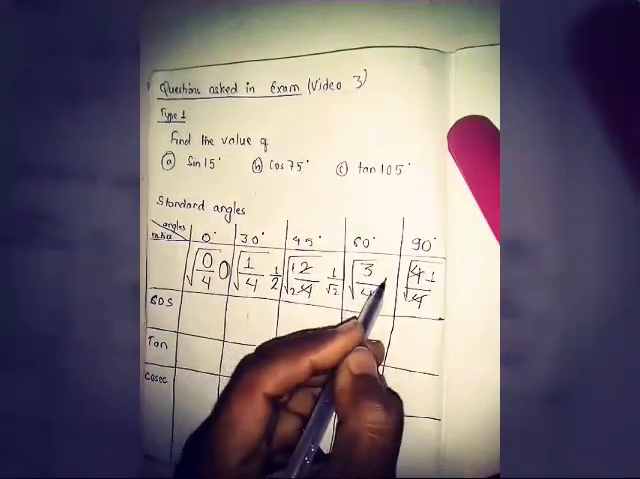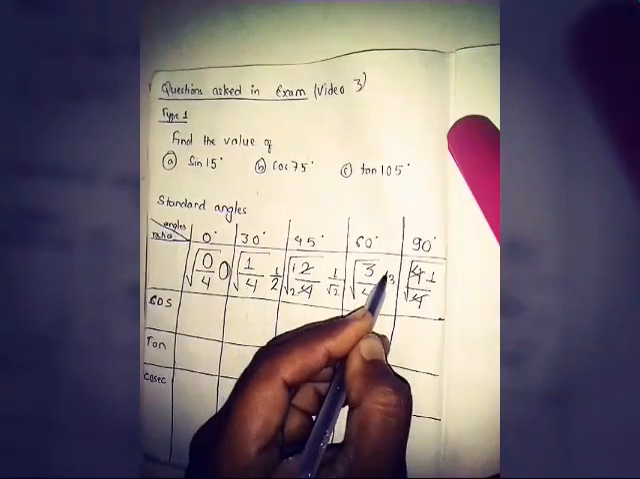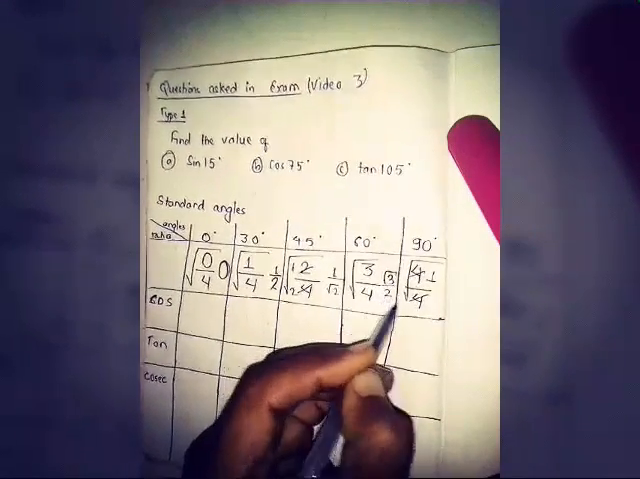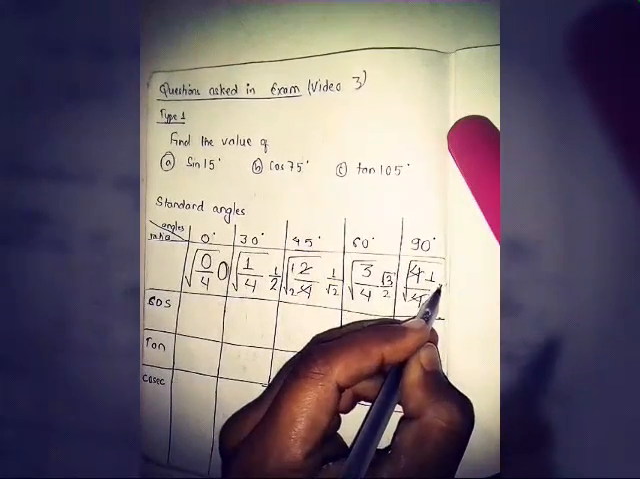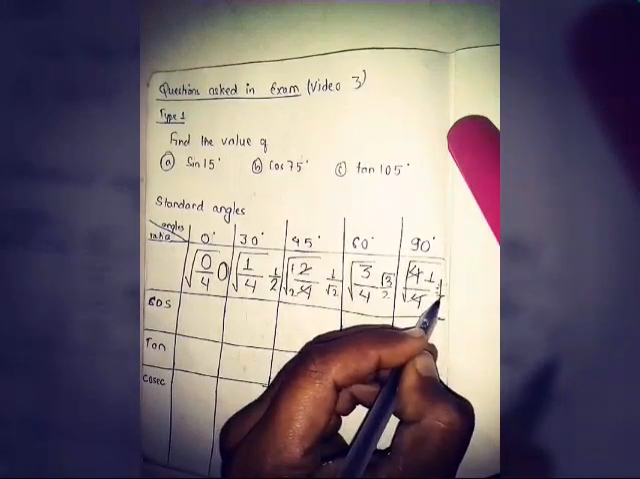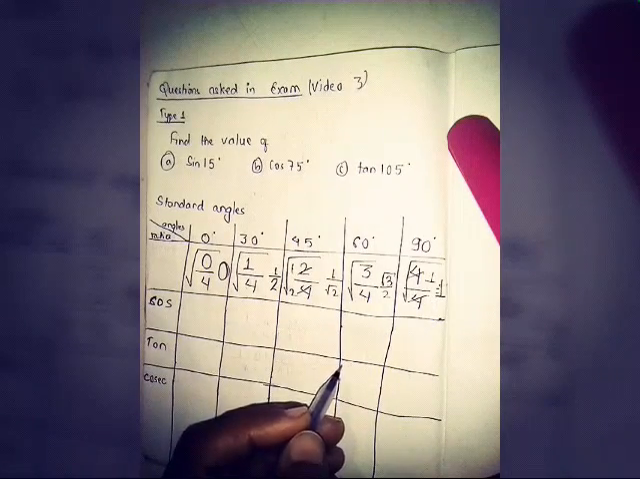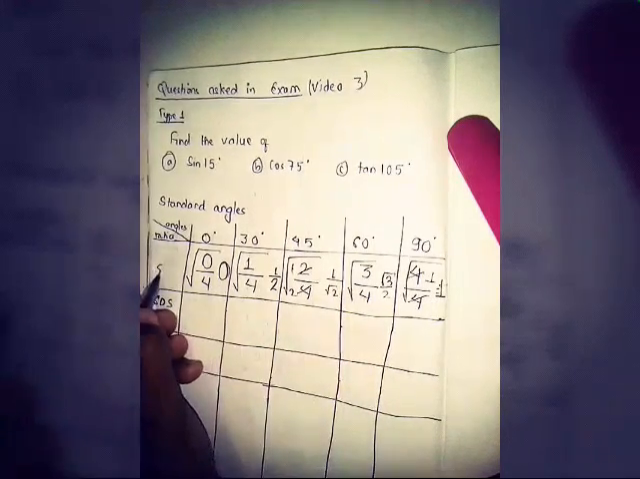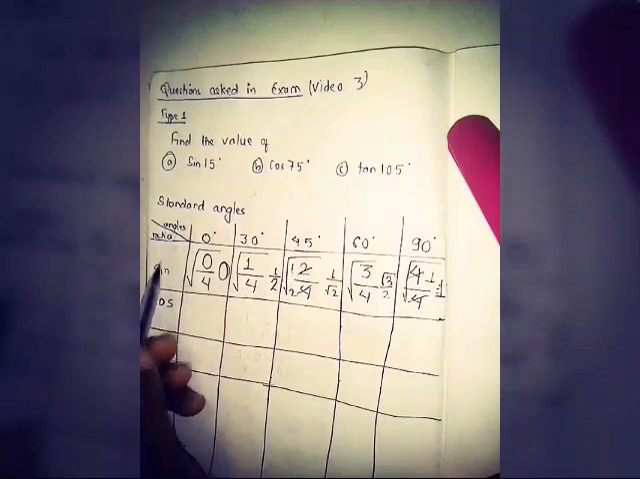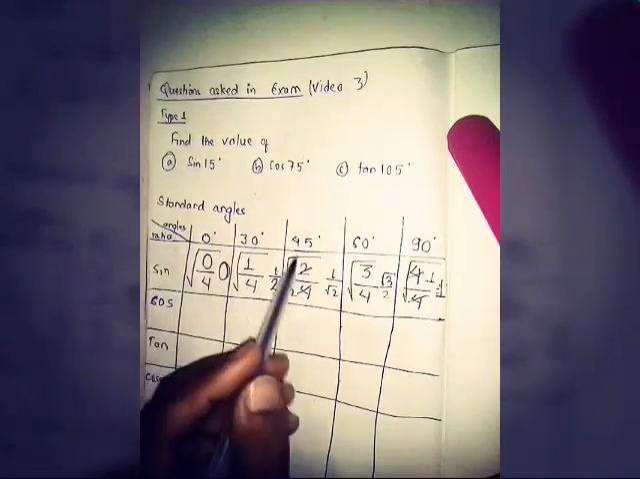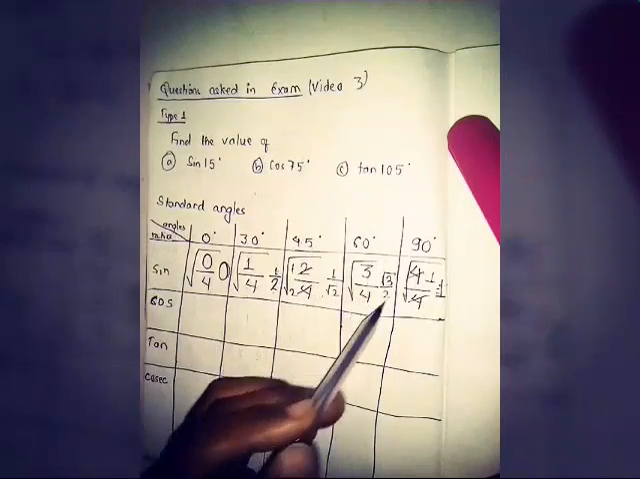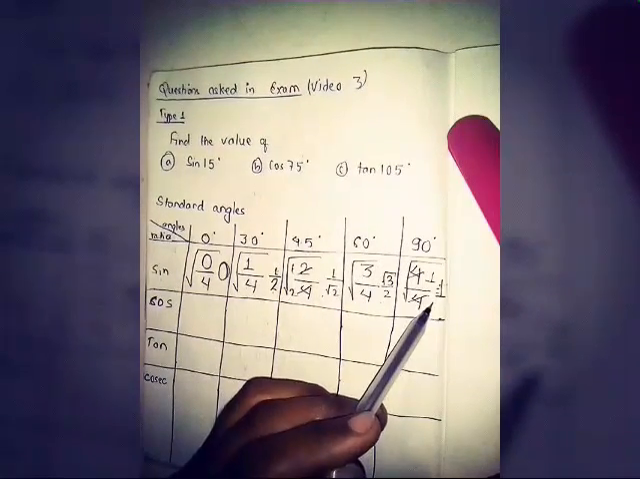Next we get root 3 divided by 2. When 1 comes out, simply that will be 1, so the value is 1. Now these are the values of sine. So sin 0 degrees is 0, sin 30 degrees is 1 by 2, sin 45 degrees is 1 by root 2, sin 60 degrees is root 3 by 2 and sin 90 degrees is 1.